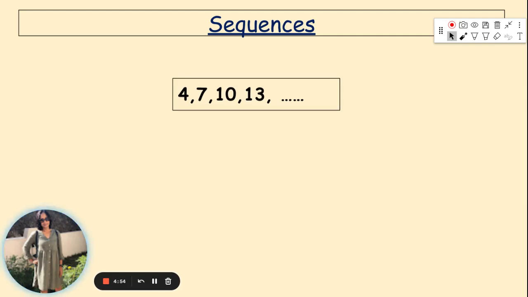Here is a sequence for you, which is 4, 7, 10, and 13. The term to term rule you can figure out is adding 3. So we are adding 3 every single time, and that's our term to term rule. What do I mean by term? Every single number in your sequence is called a term. So from one term to another, you can very easily find out the next term and the next term.